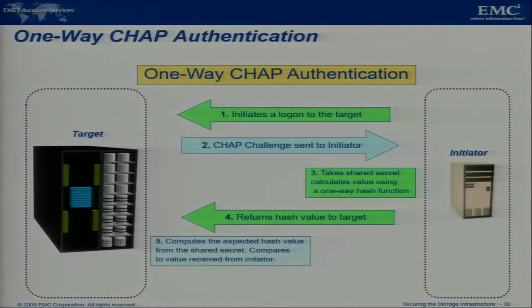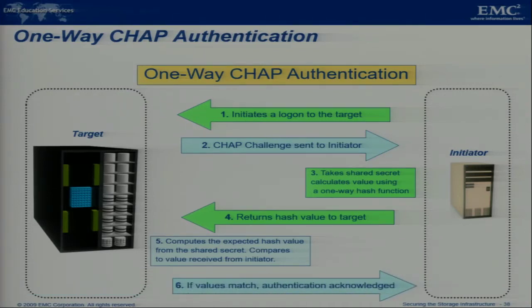The fifth step: the target, when it receives the hash value, computes the expected hash value from the shared secret. It compares this with the value received from the initiator. If the value matches, then authentication is acknowledged, which means that the initiator has authenticated itself to the target, stating that it is an authentic host trying to access resources from the target over a network. So this is how one-way CHAP authentication occurs.